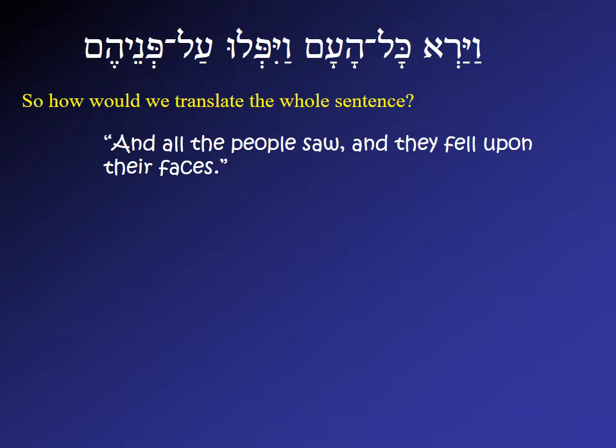So, if we put our main sentence back together, vayar kol ha'am vayipelu al pnehem. So if we translate, vayar, and they saw, kol ha'am, that's the subject, so all the people saw, vayipelu, and they fell, al pnehem, upon their faces. And all the people saw, and they fell upon their faces.